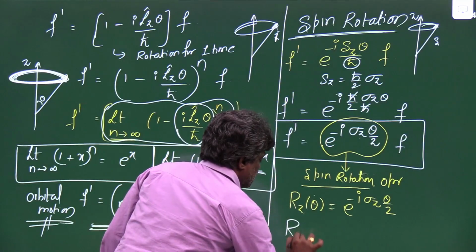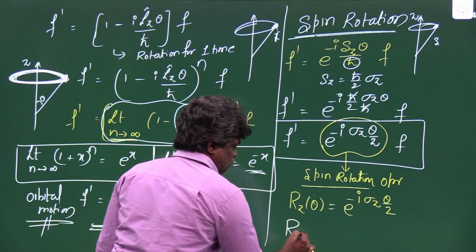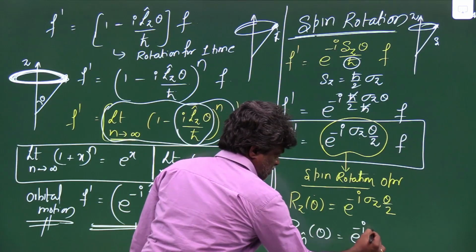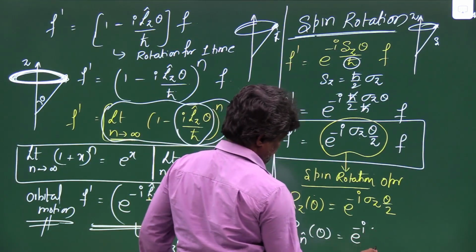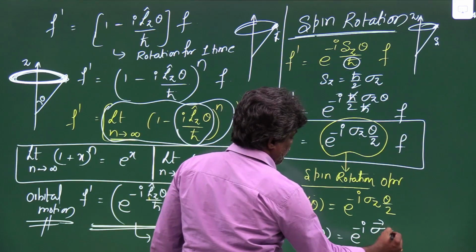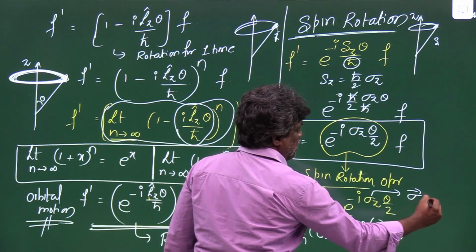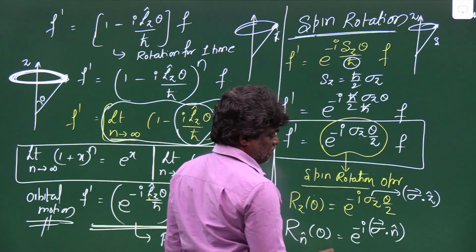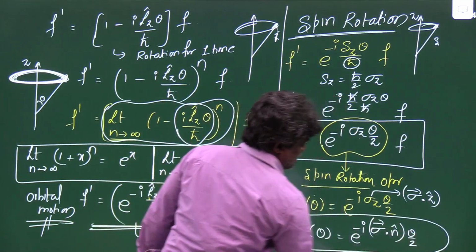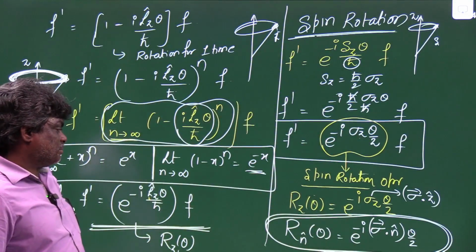Now more generally, please tell me, maybe x, maybe y, maybe z, that's why I am taking n. Rx theta, okay, Rn we should take. Rn is equal to e to the power of minus i sigma n theta by 2. Sigma bar dot n cap, because sigma z is nothing but sigma bar dot z cap. That's it. This is your single qubit operator, single qubit quantum gates.